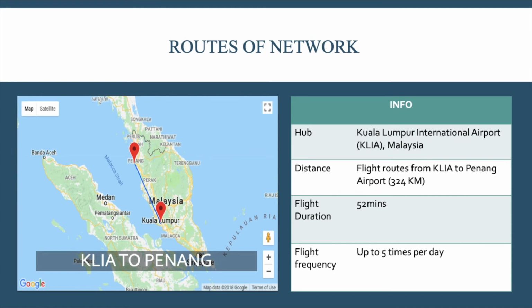Roots of Network. Our roots will be KLIA to Penang. So our main hub is Kuala Lumpur International Airport, which is KLIA. The distance of the flight route from KLIA to Penang Airport is around 332 km. The flight duration is 52 minutes and flight frequency is up to 5 times per day.